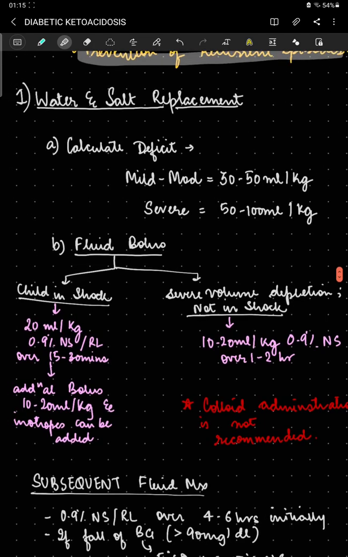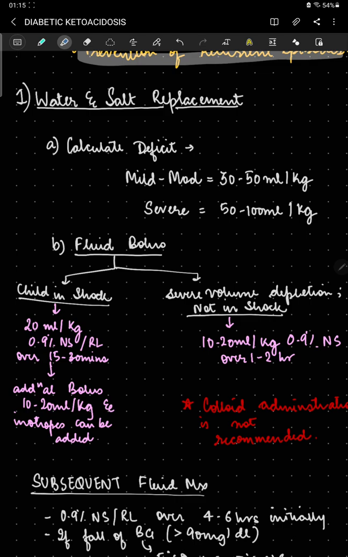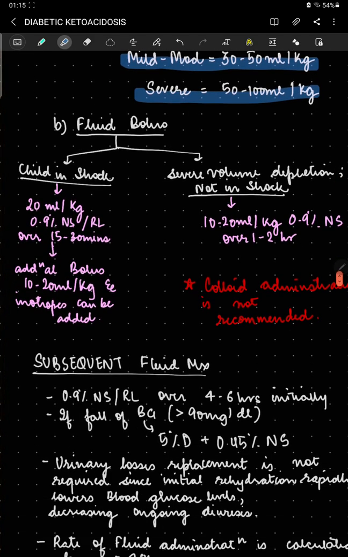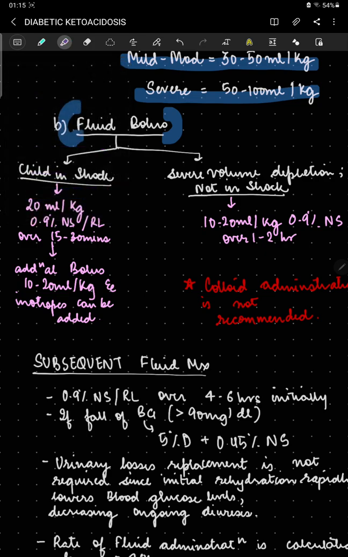First of all, replenishing the child's body water and salt deficit. To give the appropriate fluid, we have to calculate the deficit. For mild to moderate cases, the deficit is around 30 to 50 ml per kg, but in severe cases, it's 50 to 100 ml per kg, right? We have to give fluid boluses initially, and these are decided by the child's condition.